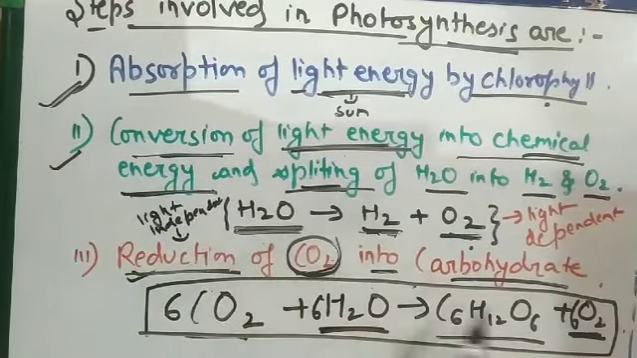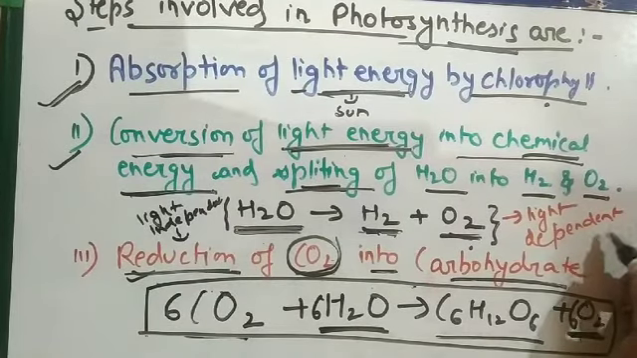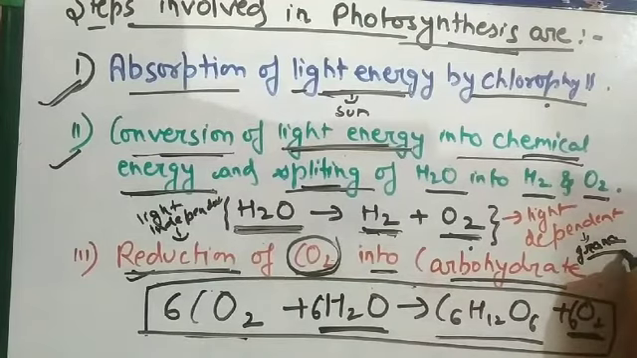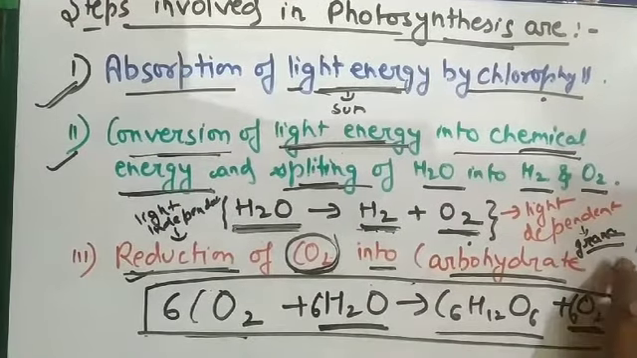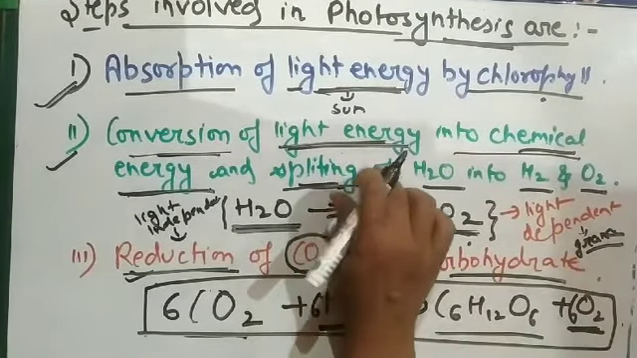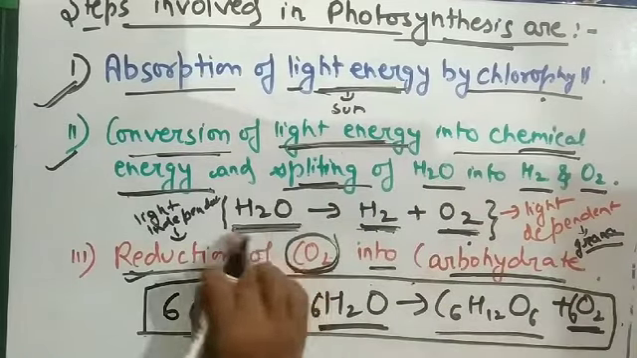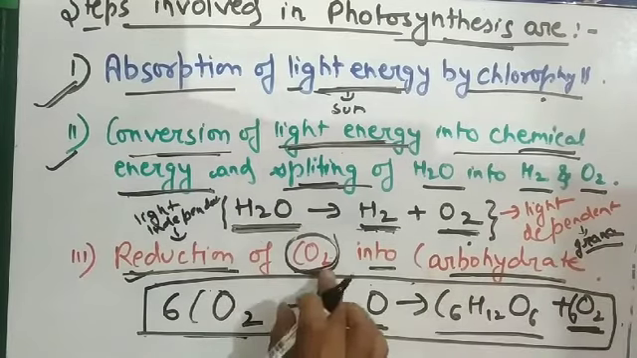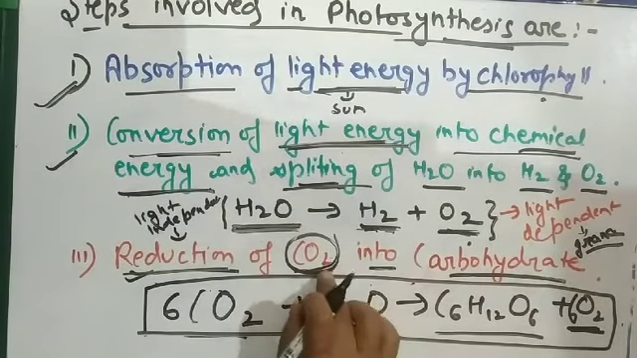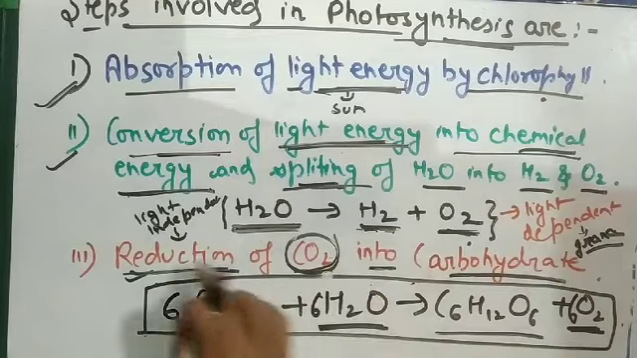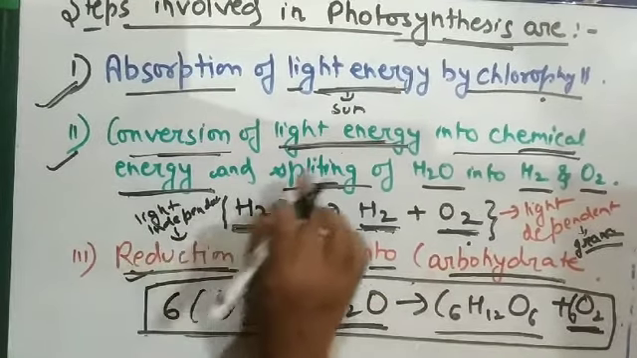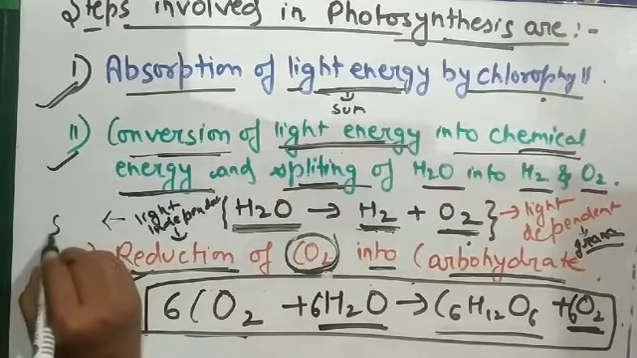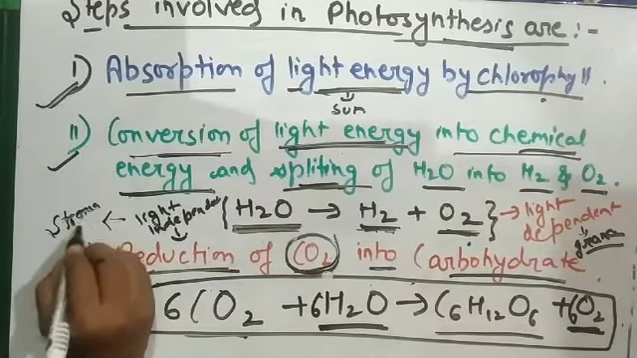Sorry for the bad writing. This light dependent stage occurs in the grana of the chloroplast. Because in the grana, the chlorophyll molecule is present and the chlorophyll molecule traps this light energy. So this light dependent phase, that is the splitting of the water molecule, occurs in the grana of the chloroplast, and the reduction of this carbon dioxide is the light independent process. Here we do not require the light energy. Hence this occurs in the stroma of the chloroplast.